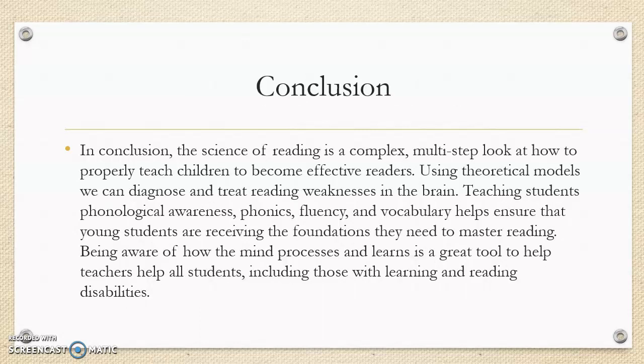And in conclusion, the science of reading is complex. It's a many-step process looking at how to properly teach children to read and read well. There are theoretical models, and we can diagnose and treat weaknesses in the brain. Teaching students phonological awareness, phonics, fluency, and vocabulary helps ensure that students are receiving the foundations they need to master reading. Being aware of how the mind processes and learns is a great tool to help us teachers, to allow us to help children, including those with learning and reading disabilities. All children can learn and learn to read well, and these tools can help us teach them.